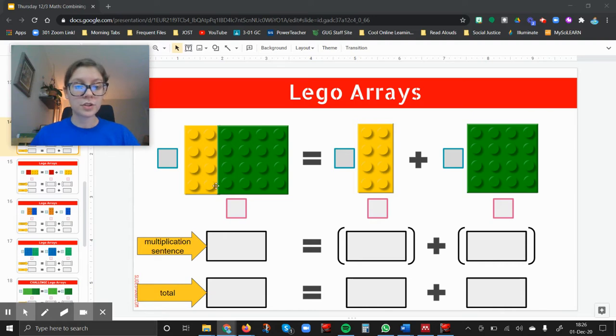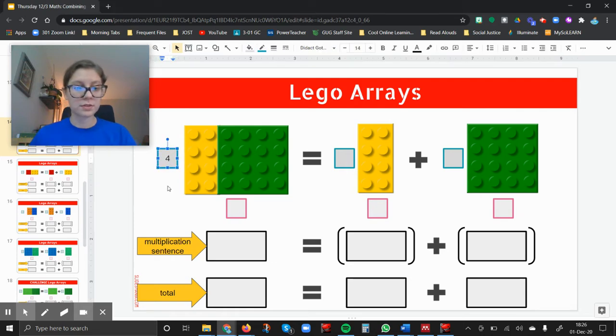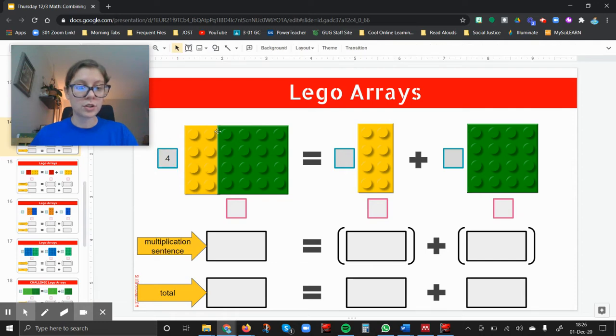So we're going to start with our total, with our big Lego mat. So here for this array, we have 1, 2, 3, 4 rows. So I'm going to fill in my rows. And then I have 1, 2, 3, 4, 5, 6 columns. So I'm going to fill in my columns. Now, let's say that I'm not sure what 4 times 6 is. Well, I can break this larger array up into two smaller ones.